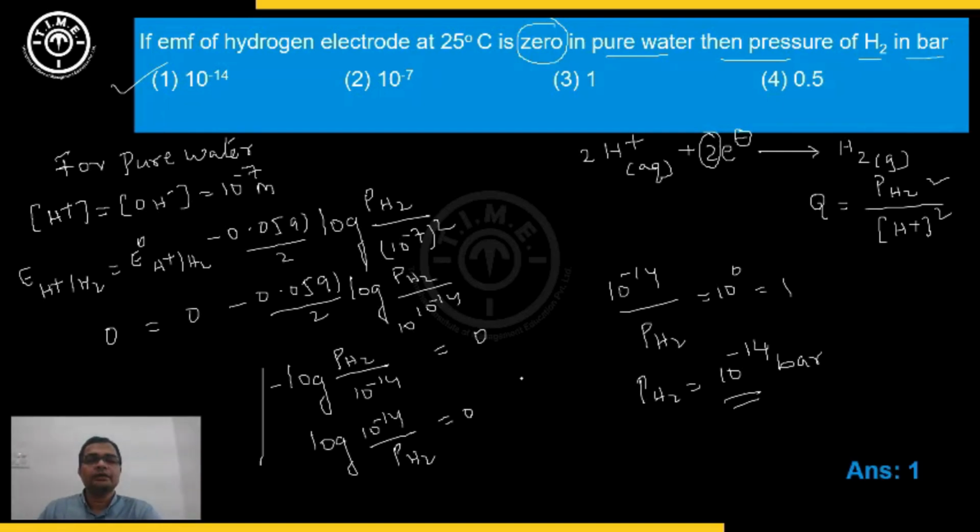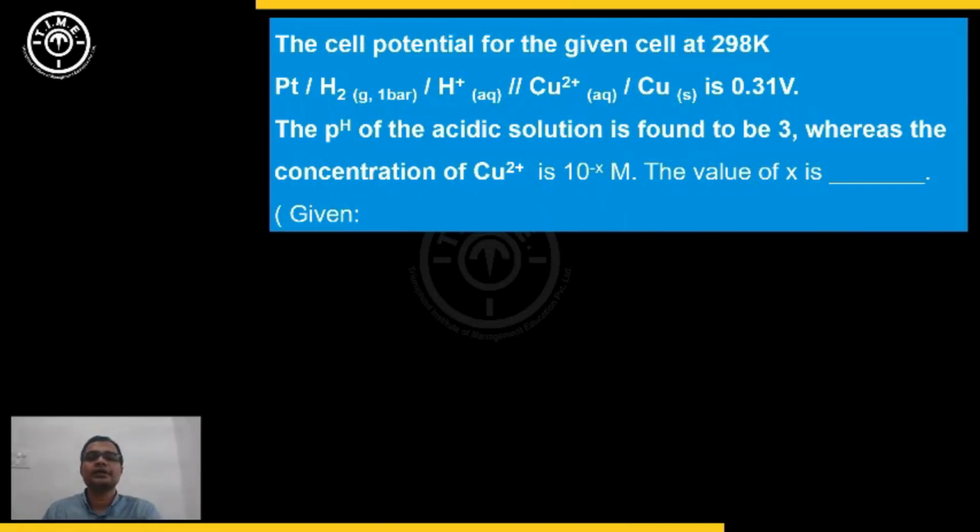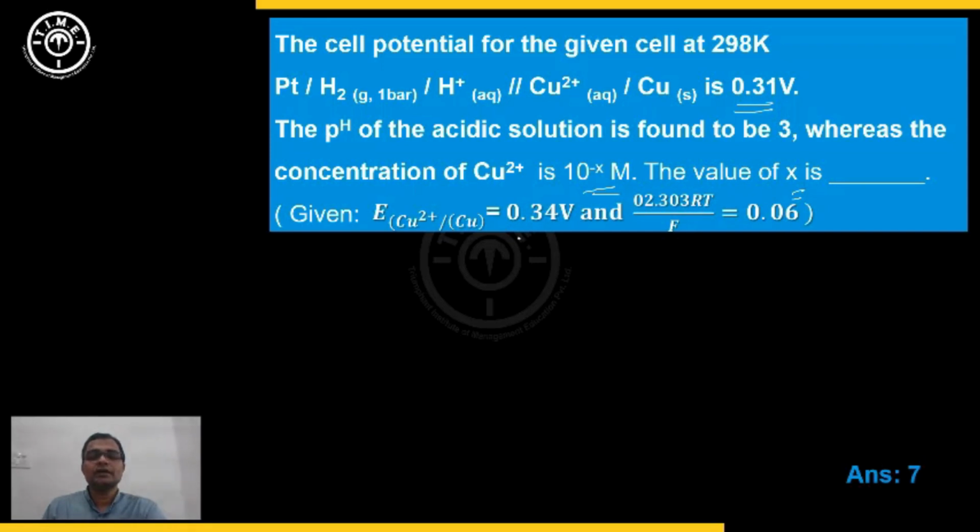Okay, next. The cell potential for the given cell at 298 Kelvin is 0.31 volts. The pH of the acidic solution is found to be 3, whereas the concentration of Cu2+ ion is 10 to the power of minus x. Calculate the x value. So the EMF of the cell is 0.31. First you have to write the Nernst equation. What is the Nernst equation here?